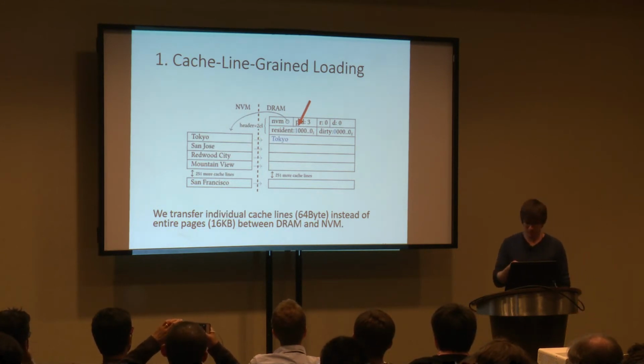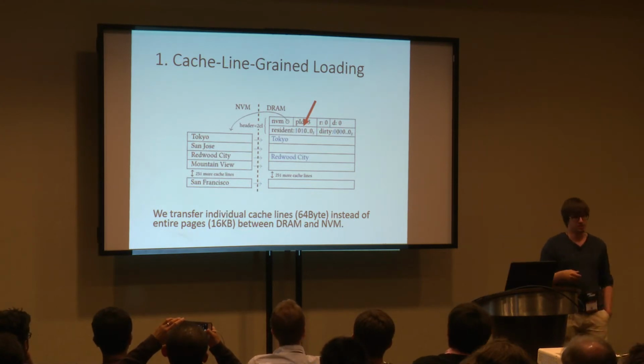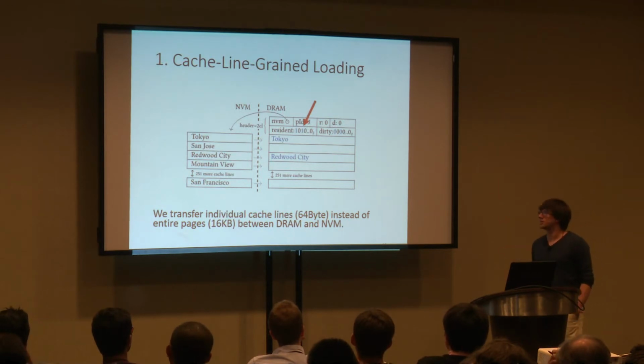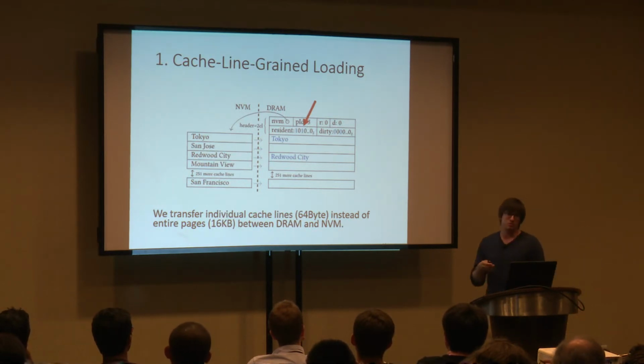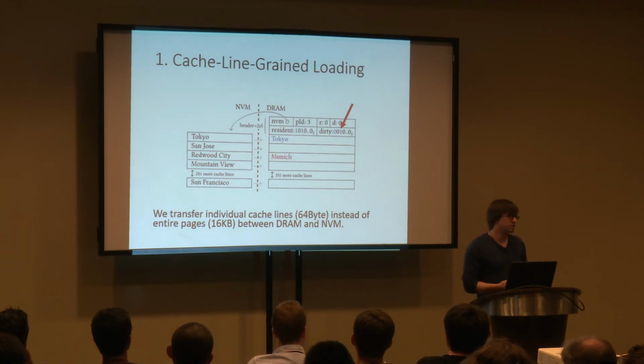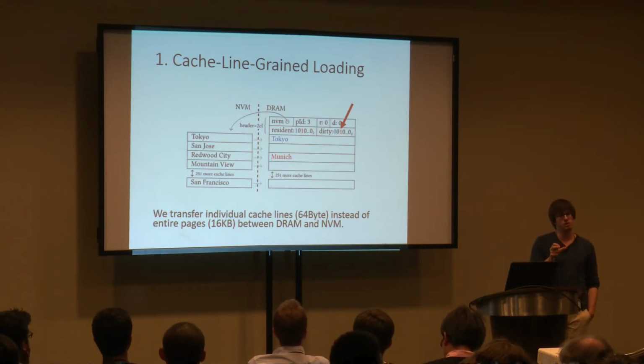If we go on with that, we could load another tuple, for example, Redwood City, and we also set another bit in our residency mask. This way, we won't have to load the tuple again. And if we change a tuple, we do a similar trick by using a dirty bit mask, indicating which cache lines are dirty and need to be flushed back out.